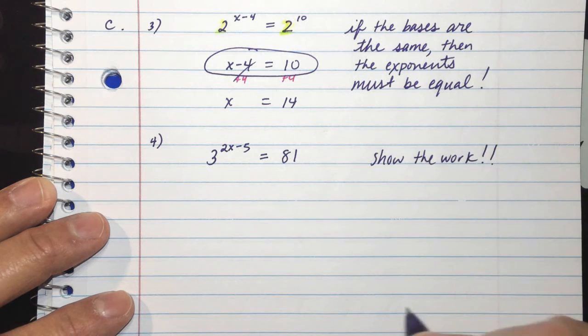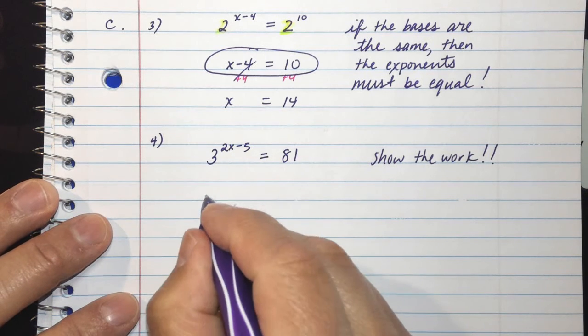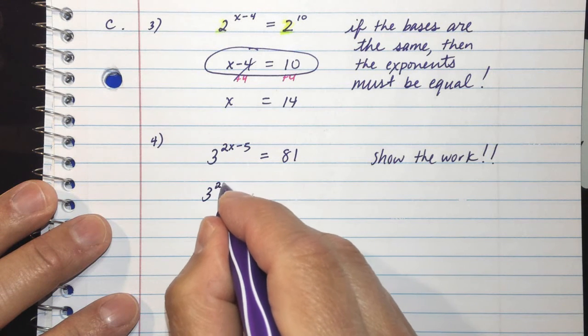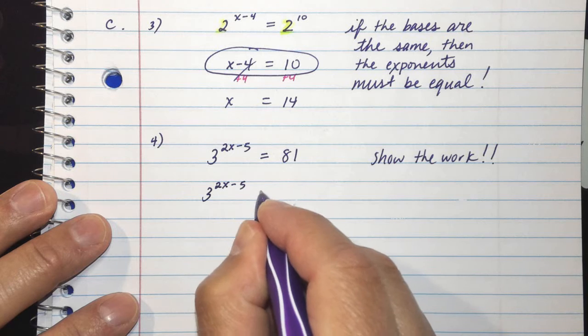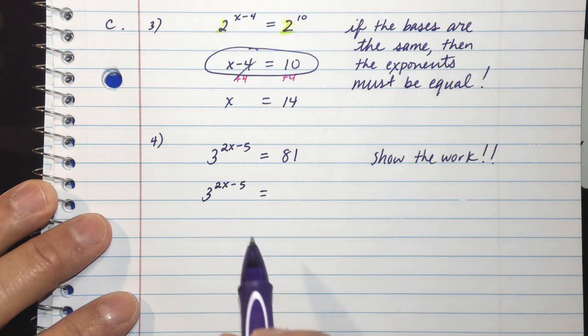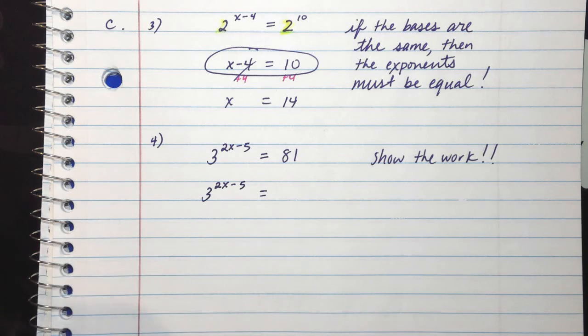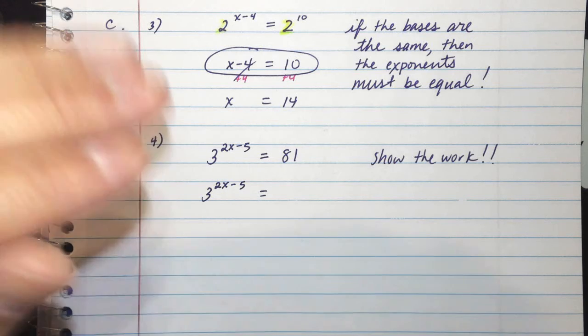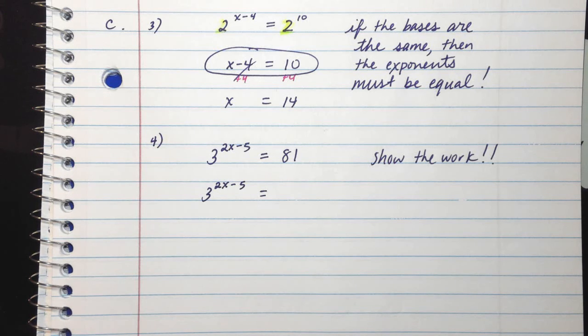Double exclamation point. So, here's what I'm talking about as far as showing the work. By the way, the exponent is 2x minus 5. Make sure you write it as an exponent. So it should be a smaller font and high. Small and high.